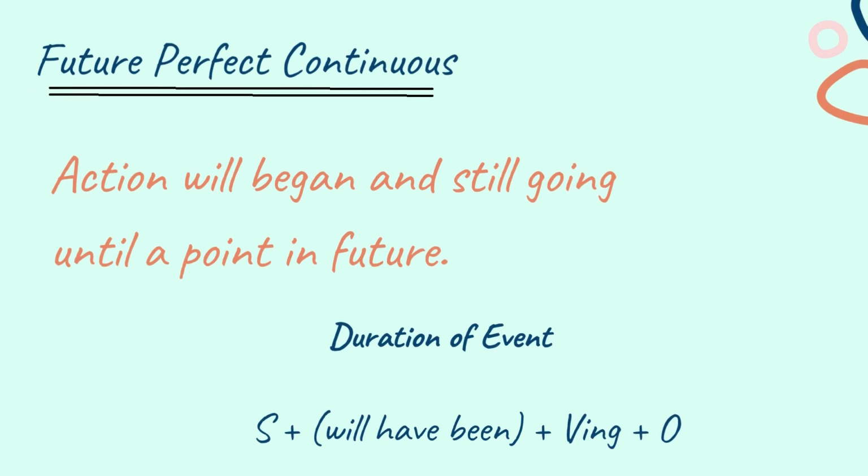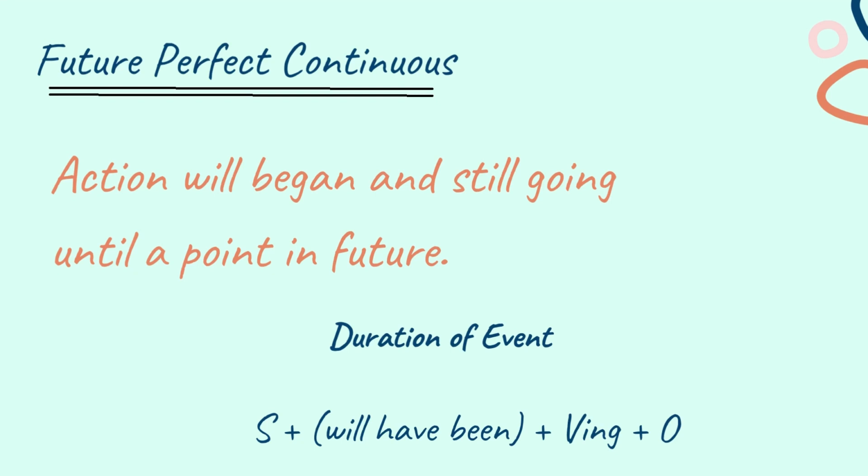If the action will begin and still going on until a point in the future, and if more importance is given to the duration of the event, then it comes under the future perfect continuous tense. So the future perfect continuous tense is a verb tense used to describe the actions that will continue up until a point in the future. The structure of it is subject plus will have been plus verb's ing form plus object.